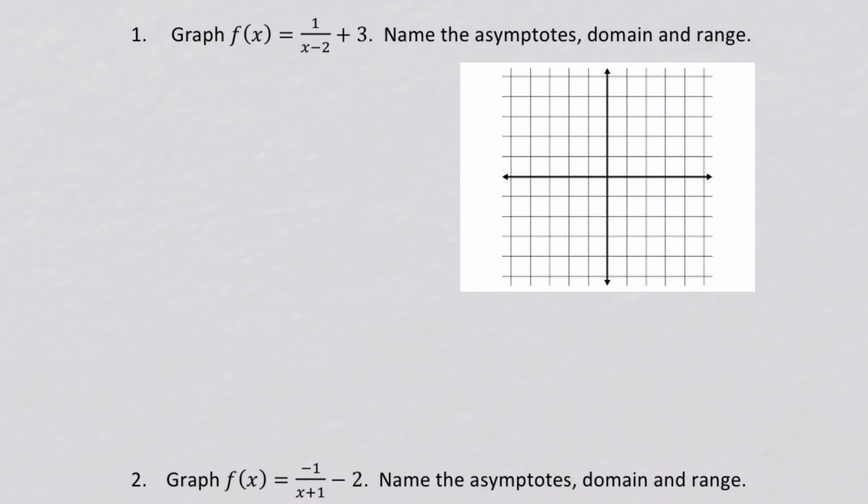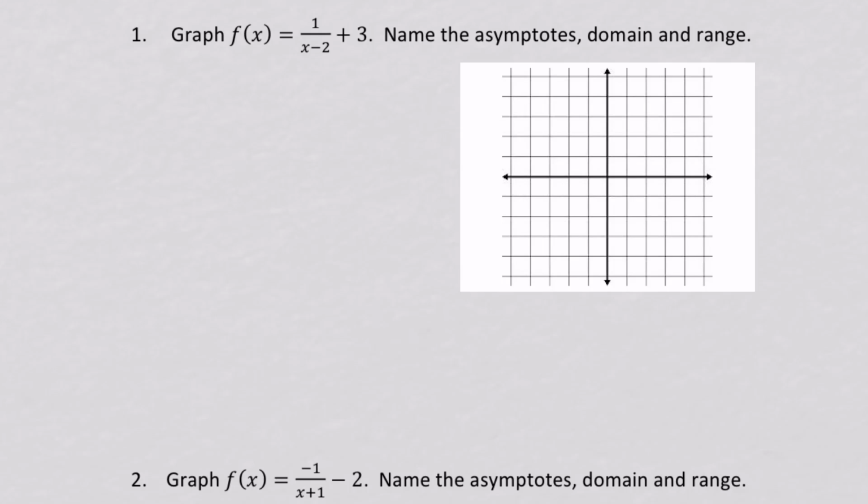Okay, this is a review for test number 1 for spring semester for Integrated 3. So let's get started. Number 1 says graph f of x equals 1 over x minus 2 plus 3. Name the asymptotes, the domain, and the range.